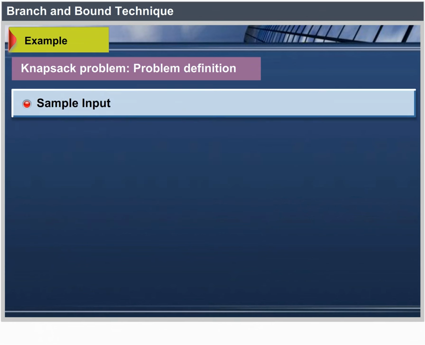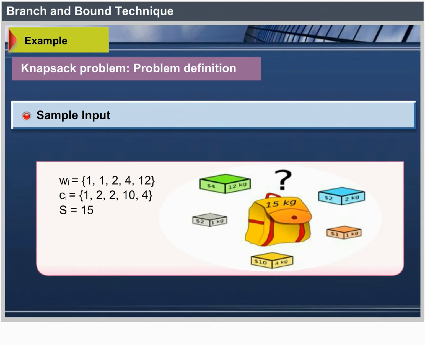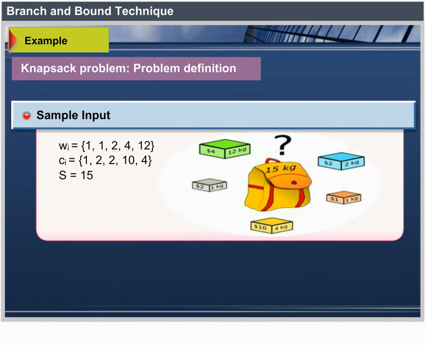Sample input. Wi is equal to 1, 1, 2, 4, 12. Ci is equal to 1, 2, 2, 10, 4. S is equal to 15.